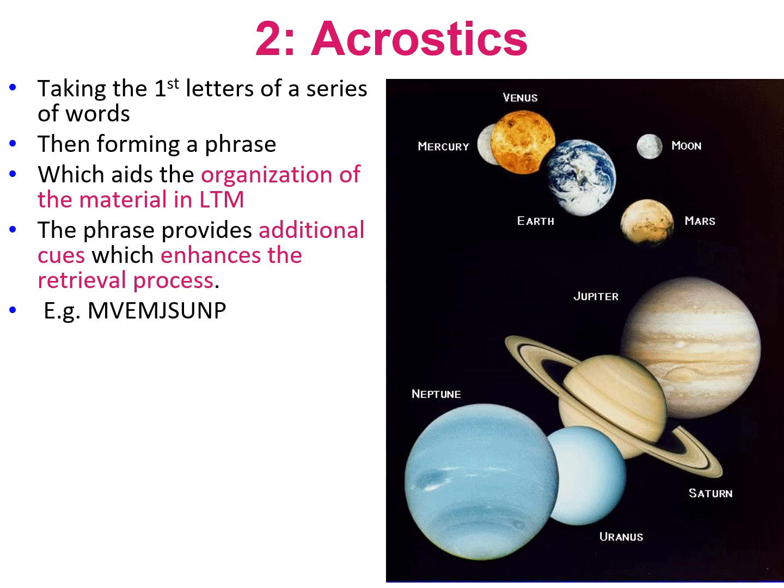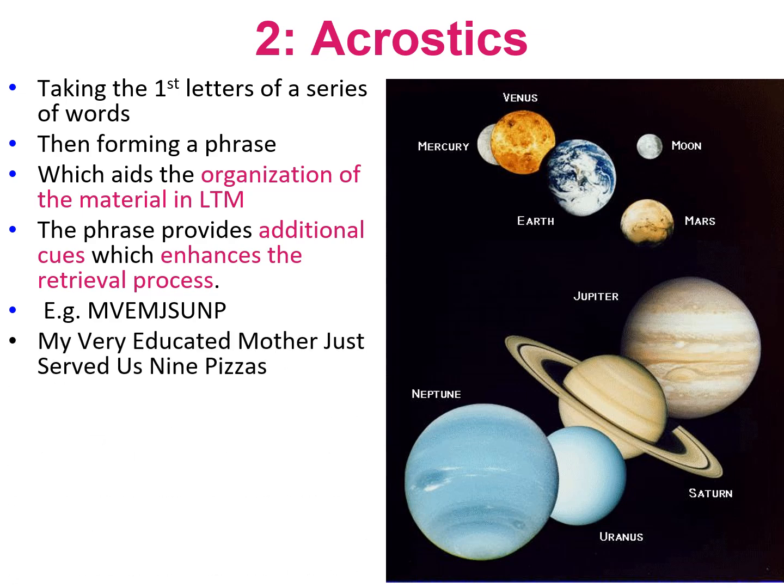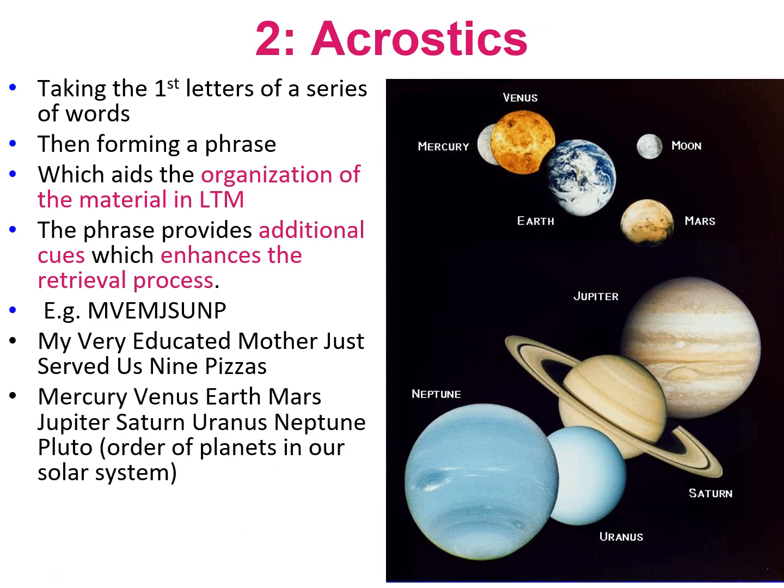So if we want to memorize the order of the planets, we basically take the first letter of each one of them, and then we form a daggy phrase. My very educated mother just served us 9 pizzas, if we want to ignore the fact that Pluto is no longer a planet. Then we basically go through that phrase, and that first letter then acts as a cue to help us memorize the planets. Now, a limitation with this, as we can see here, is we might get Mars and Mercury confused. So therefore, it does have a limitation when we have words starting with the same first letter.